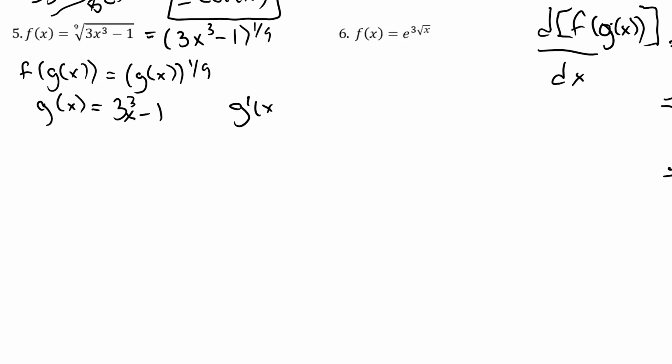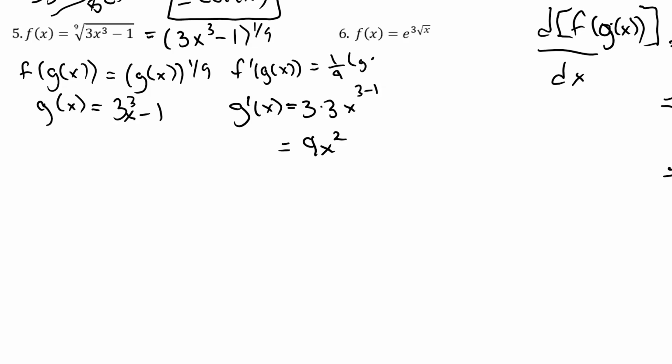Derivative of the inside, 3 times 3, x to the 3 minus 1, or 9x squared. Derivative of the outside with the inside remaining the same. Bring down that exponent, make it 1 smaller. So we got 1/9 g of x to the 1/9 minus 1, which is negative 10/9.